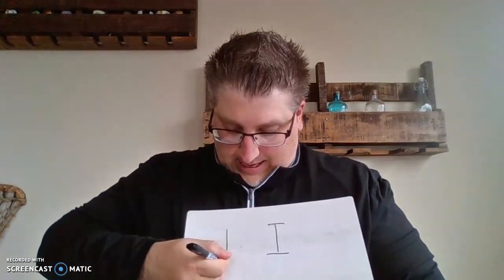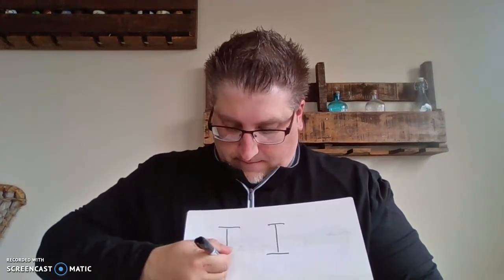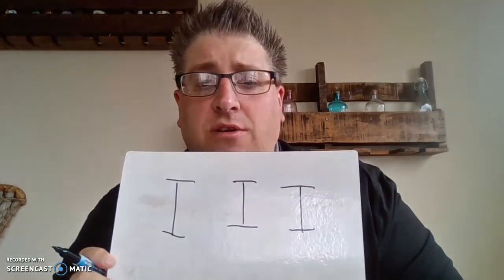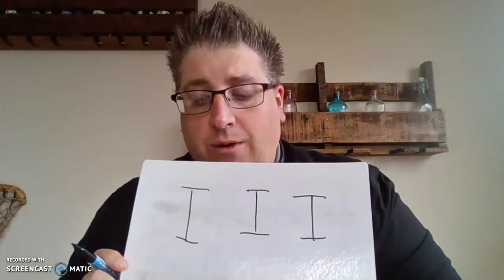And there is your capital I. Let's do that one more time. Long line down, line across, line across. There's your capital I. And we'll do one more over here. Long line down, line across, line across. There is your capital I. Very simple. The I's aren't too hard to do. All right. That was our capital I.